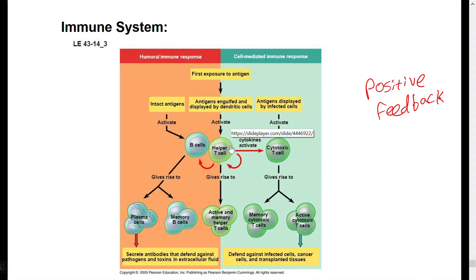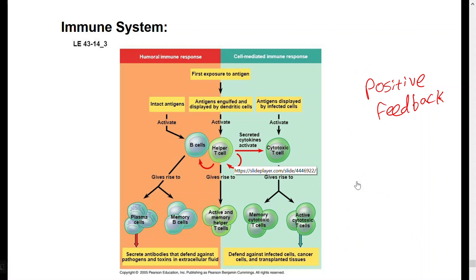So the helper T cell, it's going to activate both of the big immune systems that we want activated, right? It will help activate these B cells, the humoral immune system, I believe, and the cytotoxic T cells, often called the killer T cells, that will be part of the cell-mediated immune response. We'll talk about those in a minute. But notice the helper T cells also activate helper T cells, right? So what they're going to do is they're just going to send out a bunch of different signals that are going to activate all of these cells and activate more helper T cells, right?